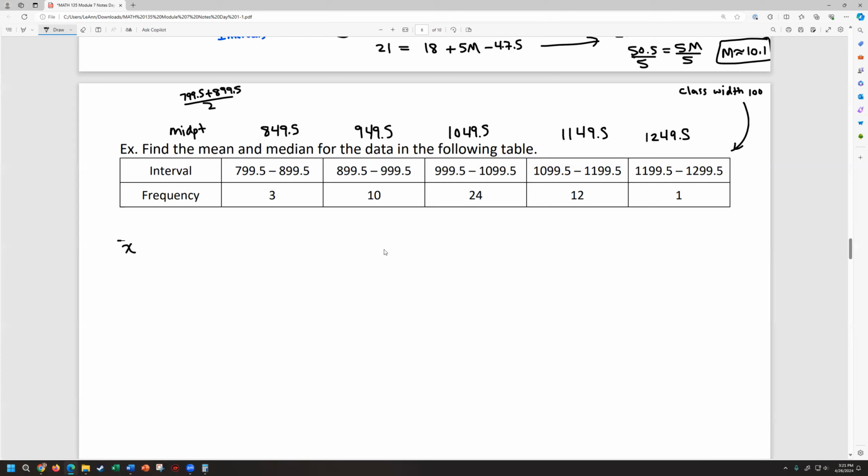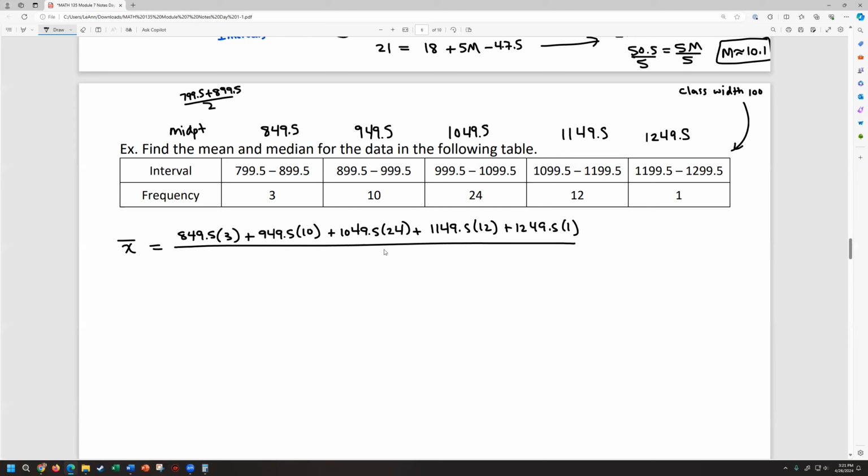That is going to help us get started with our mean. So you take your midpoint times the frequency of that group. So times there are 3 things in that group. And then you take the midpoint of the next group. You times it by the frequency of that group. And you keep on doing that all the way to the end of your table. And then 1,149.5 times 12 plus 1,249.5 times 1.